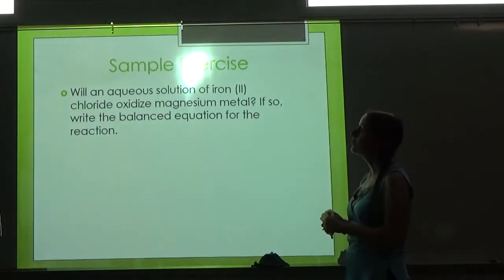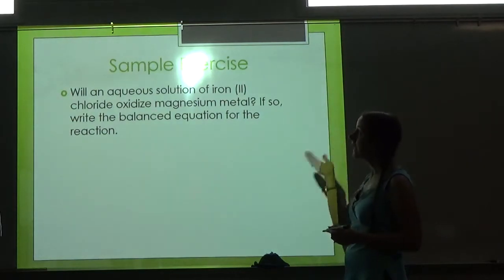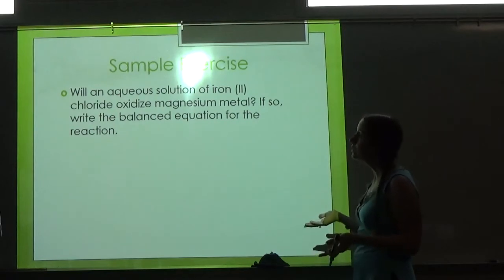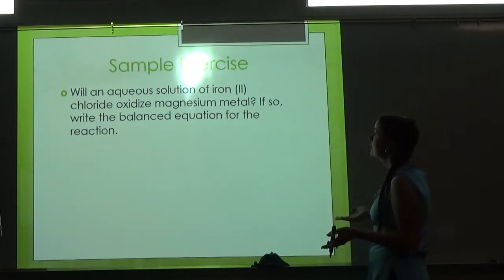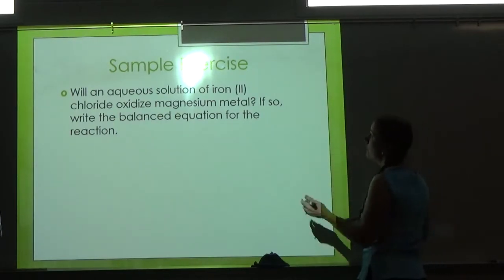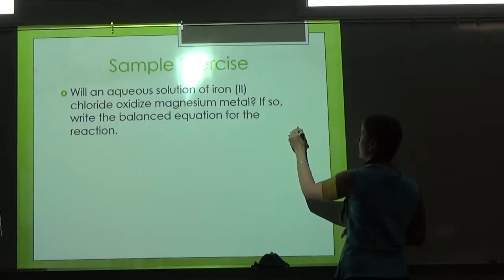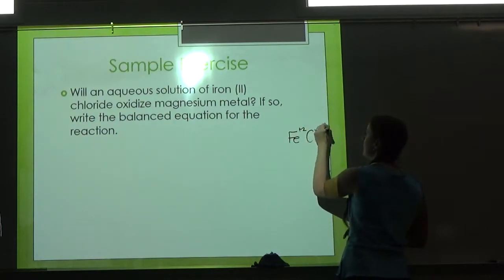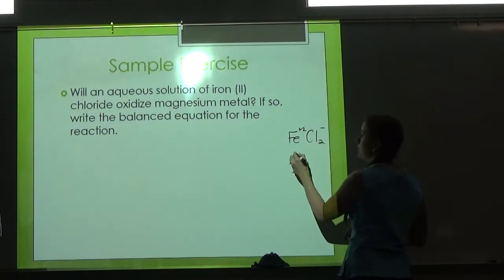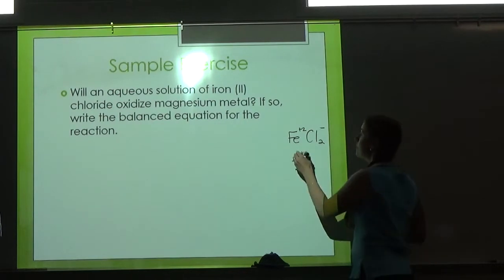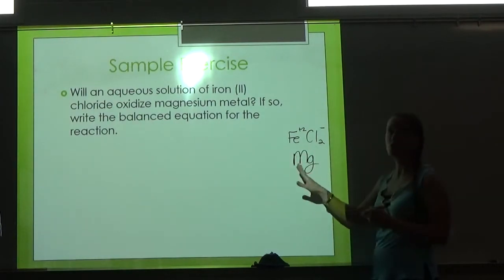All right, so it says, will an aqueous solution of iron 2 chloride oxidize magnesium metal? If so, write the balanced equation. I'm going to write over here what we're working with, and then I'll click back to our activity series. So we have iron 2 chloride. Iron is Fe, the 2 means positive 2, chloride is Cl negative, so I need a 2. So this is my ion. See how it has the charge? And then it says, will it oxidize magnesium metal? So this is just my normal metal.